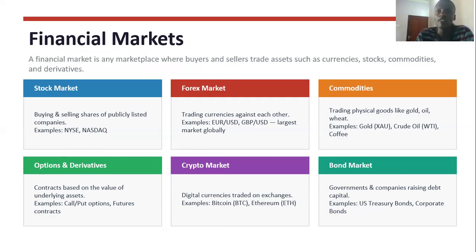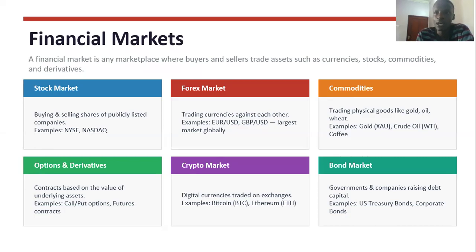So we shall first identify what financial markets are before knowing what Forex is, because Forex lies within the various financial markets. So what is a financial market? Financial markets are digital markets where buying and selling of various assets takes place. In this case, they are digital markets, not physical markets.